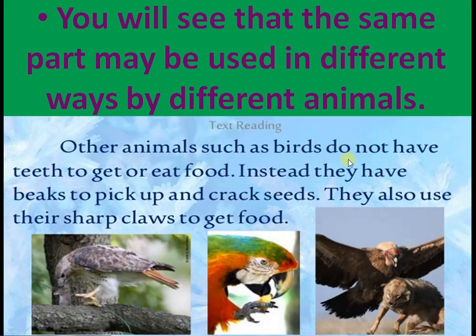You will see that the same part may be used in different ways by different animals. Other animals such as birds do not have teeth to get or eat food. Instead, they have beaks to pick up and crack seeds. They also use their sharp claws to get food.